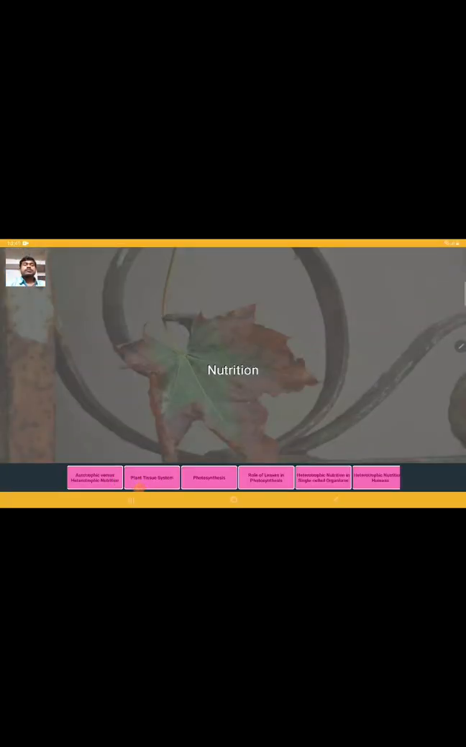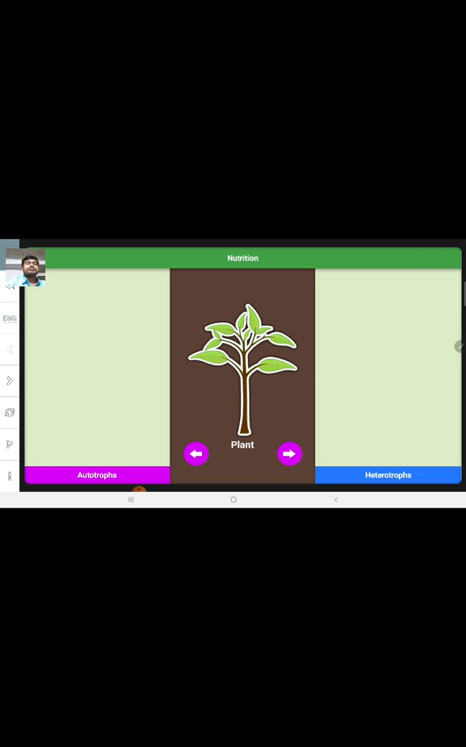Let us discuss nutrition. On the basis of how plants and animals get their food, they are classified as autotrophs and heterotrophs. Identify the given plants and animals as autotrophs or heterotrophs by tapping on the left or right arrows.